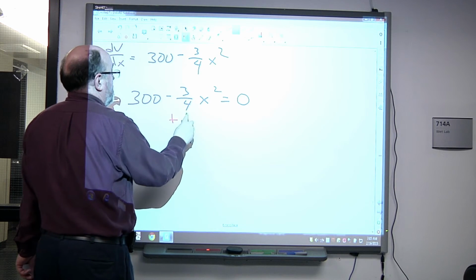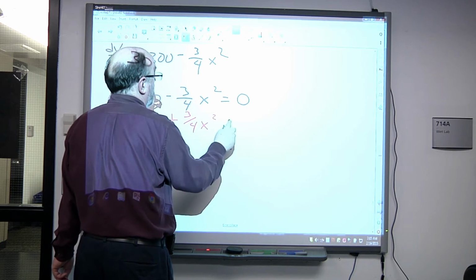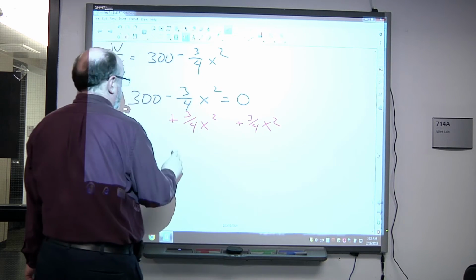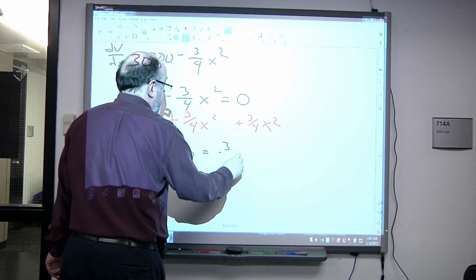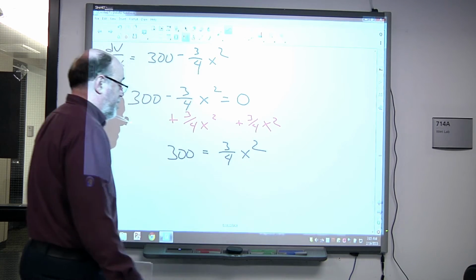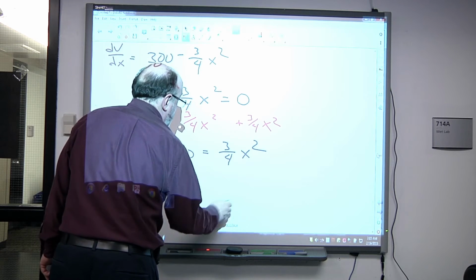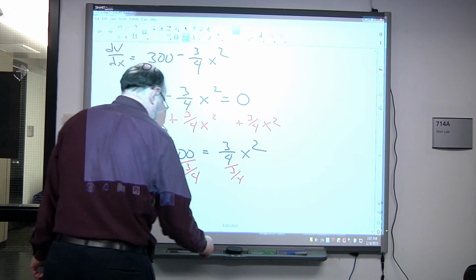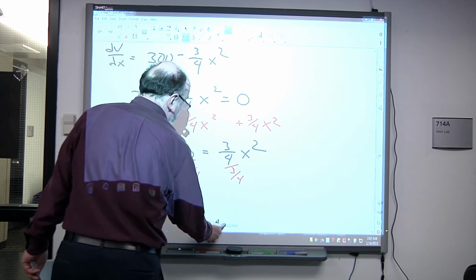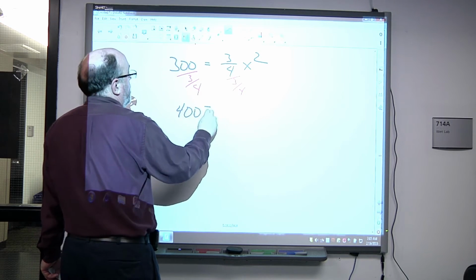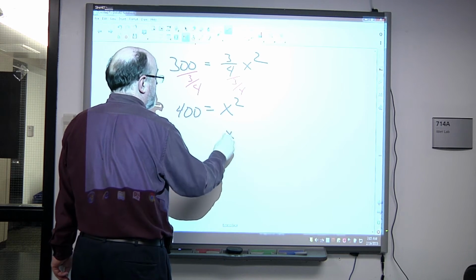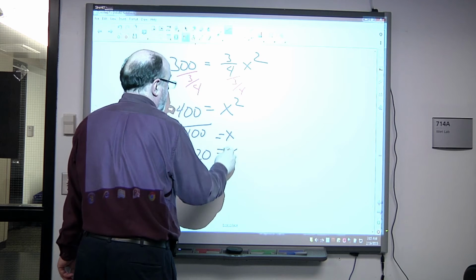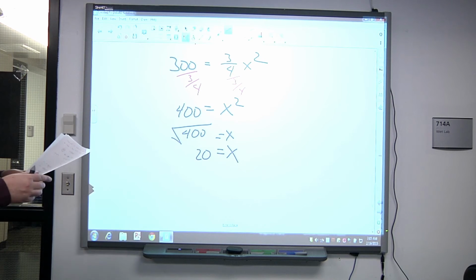So let's take the x squared term over to the other side. So we get 300 equals 3/4 x squared. Going to divide both sides by 3/4. And so this will give us 400 equals x squared, and so x will be the square root of 400, and so x will be 20.